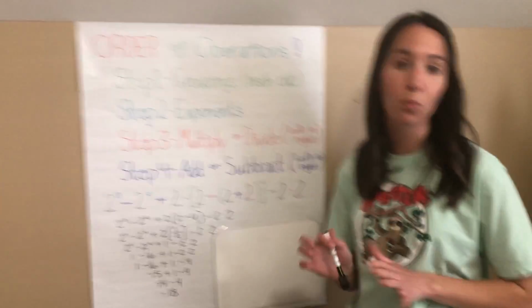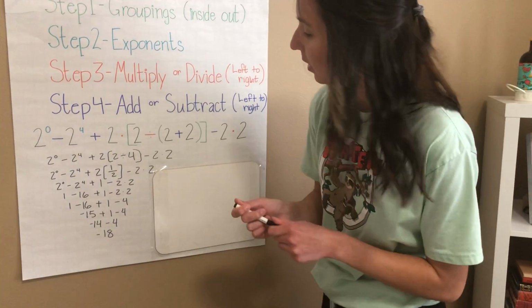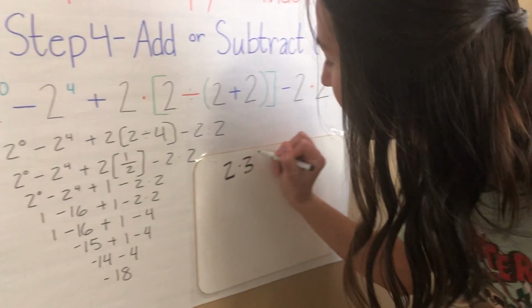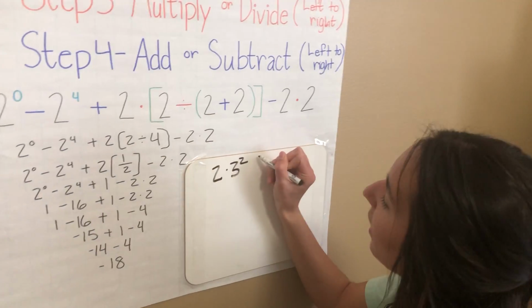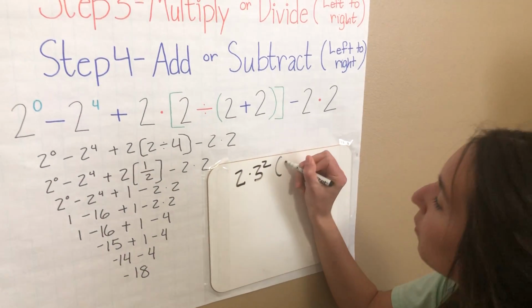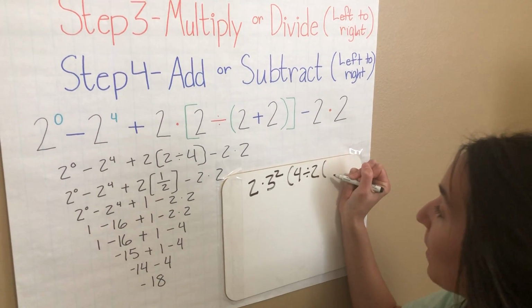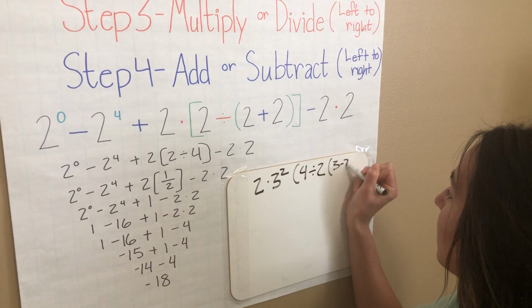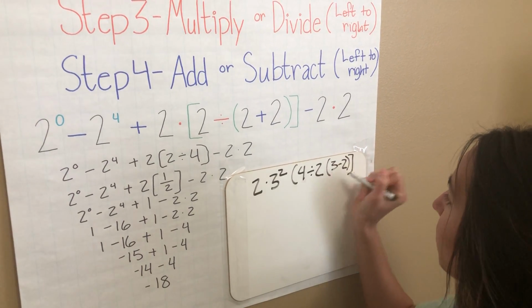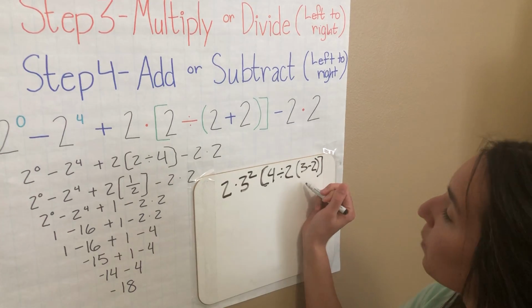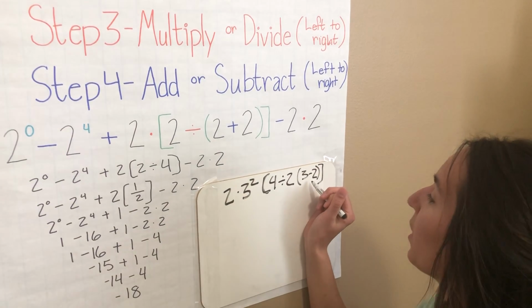Okay, now let's do one more example problem. Let's say we have 2 times 3 squared times 4 divided by 2 times 3 minus 2. Okay, so we'll start with our first step, which is groupings. And here again we have 2 groupings, so we start with the one on the inside.